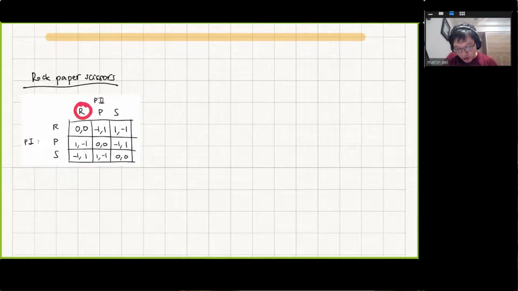So you play rock, and the other player plays paper. Then you lose, so you get -1, and the other player gets 1. Okay, so that is rock, paper, scissors.